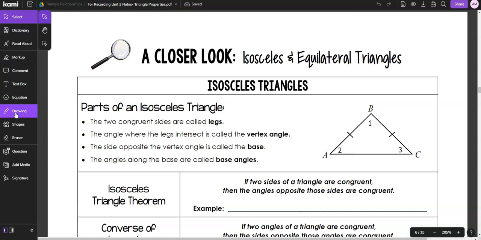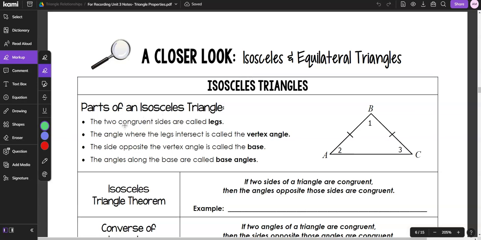Alright guys, so what I'm going to do right now is go over our notes for isosceles and equilateral triangles. Specifically, we're going to take a closer look at them because they have some special characteristics that will help us solve things as we go. Alright, so first of all, let's go ahead and take a look at isosceles triangles.